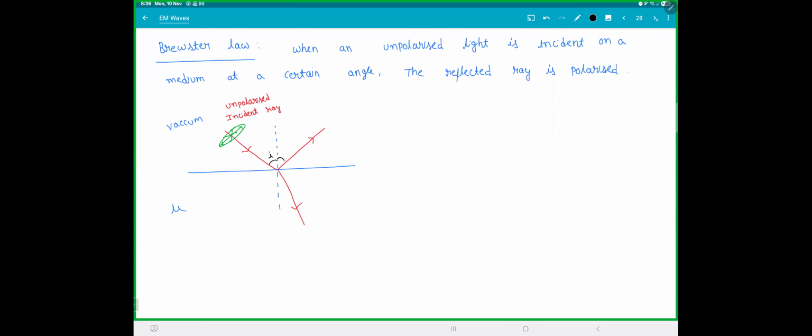This angle is I. This angle is also I. This will be R. When you go from rarer to denser, you go towards the normal. And here we get this, the refracted ray. It actually gets partially polarized, but here we get a polarized ray. Remember again, what do you mean by polarized? The field is only in one direction. So here the field will be inside and outside of the plane.